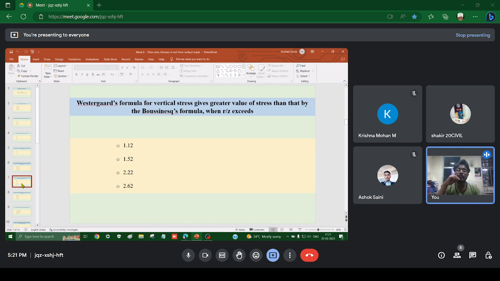Next question. Westergaard's formula for vertical stress gives greater value of stress than that by the Boussinesq formula when R by Z exceeds. The options are 1.12, 1.52, 2.22, 2.62.